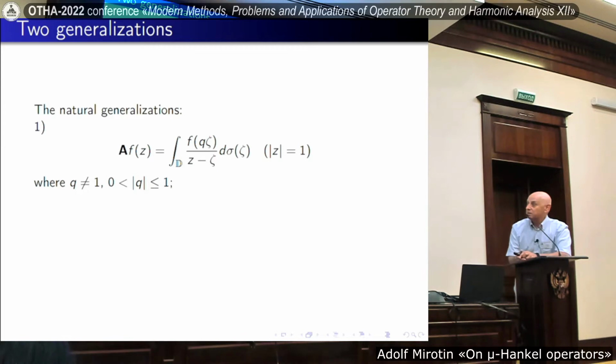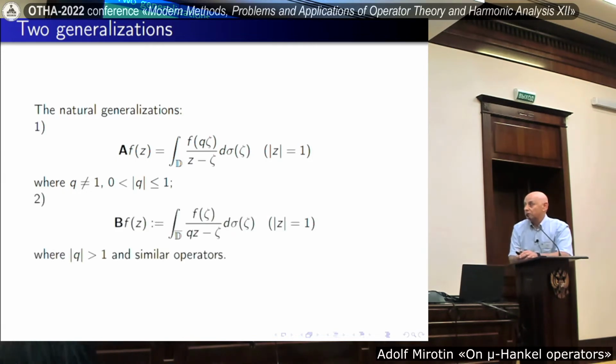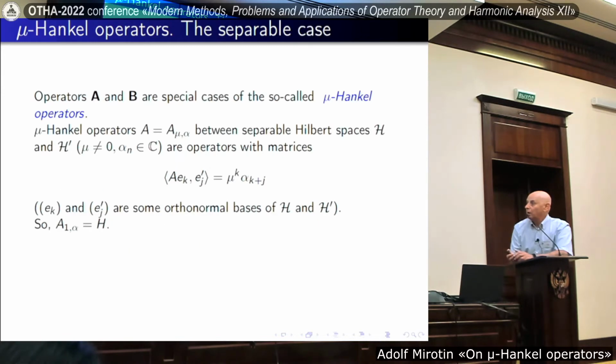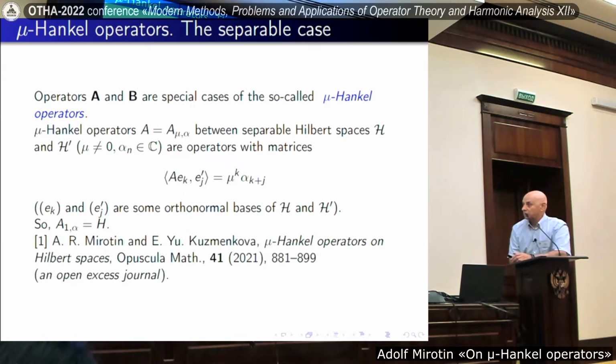The next operator A is a natural generalization of the previous Hankel operator H. Here Q is some complex parameter and the absolute value of Q is less than or equal to 1. And the next operator B is also a natural generalization of the previous Hankel operator H, and here the complex parameter Q has absolute value greater than 1. Both operators A and B are special examples of so-called mu-Hankel operators between separable Hilbert spaces. The theory of such operators was initiated in the next paper by me and my student Kuzminkova last year.